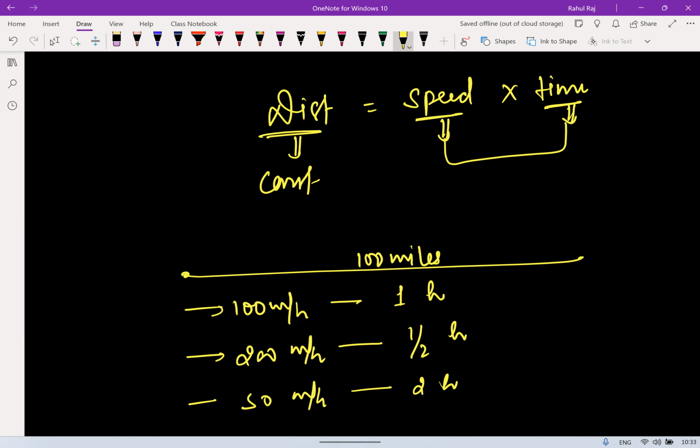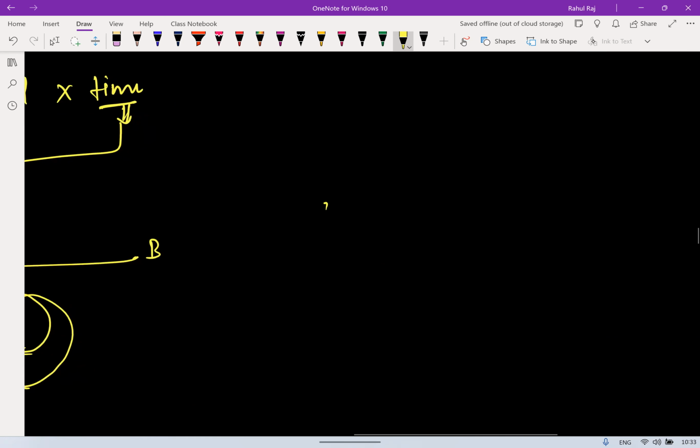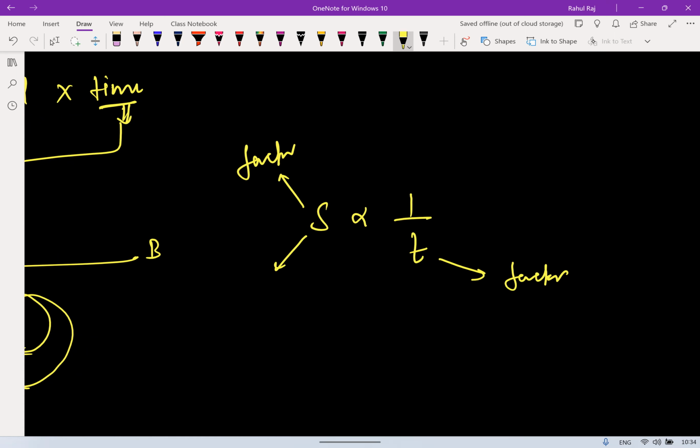In fact, when you travel at 100 miles per hour, you took 1 hour to reach the destination from A to B. When you have increased the speed by twice, time has decreased by 2. When you have decreased the speed by 2, time has increased by 2. Just check it out. It will increase and decrease exactly in the same factor, and that's the reason it is said that speed is inversely proportional to time. In whatever factor you increase the speed, in the same factor, time will decrease. It's a straightforward logic. When you decrease the speed, in the same factor, time would increase.